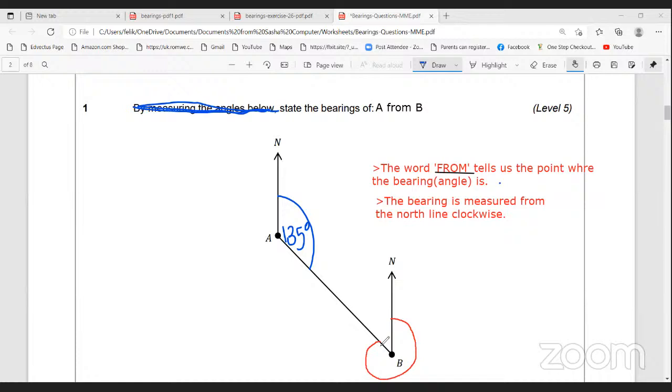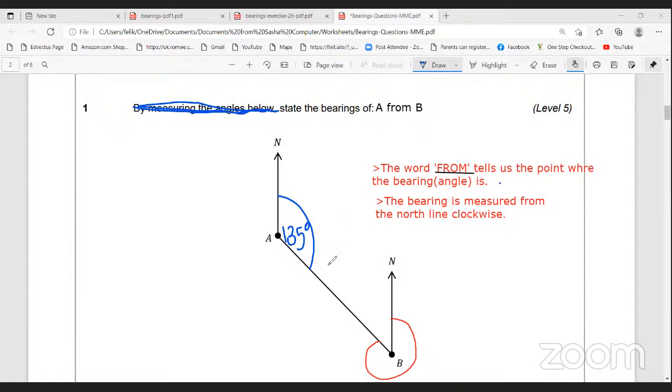If we're looking at the bearing of A from B, then we're going to start at the north line at the point B and make our way around from the north line to the line AB. The bearing of C from N: the line is CN. N is where the from is, where we're coming from. I'm going to start at N, draw a north line at N, and then go from the north line straight around to the line CN.